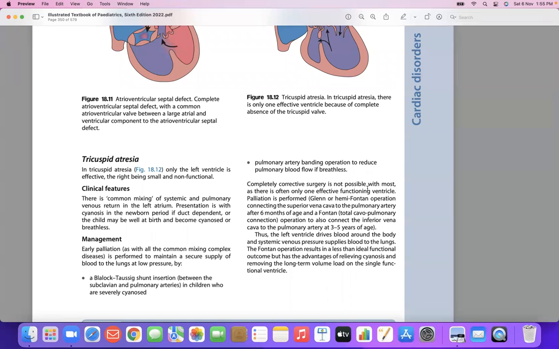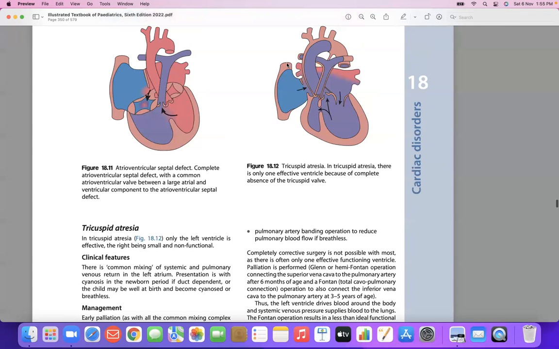Complete corrective surgery is not possible with most, as there is often only one effective functioning ventricle. As we say, the other ventricle, the right ventricle, is not functioning here, and there is no tricuspid valve at all. So definitive corrective surgery is difficult. Palliation is performed. Glenn and hemi-Fontan operation connecting the superior vena cava to the pulmonary artery. So what they are doing, this superior vena cava here, they will connect it to the pulmonary artery.